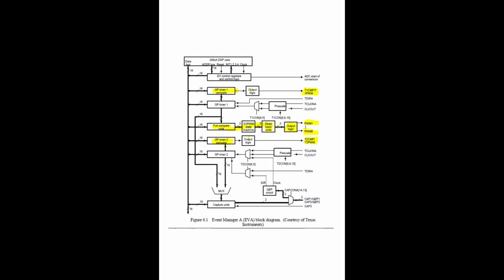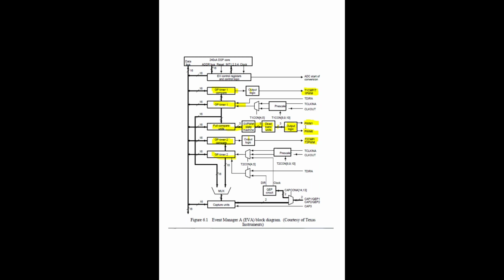Here this is the timer 2 compare unit, and here the timer 1 compare unit, because only by comparing two signals can you generate a PWM signal. So timer 1 will use the timer 1 compare unit, and timer 2 will use the timer 2 compare unit.